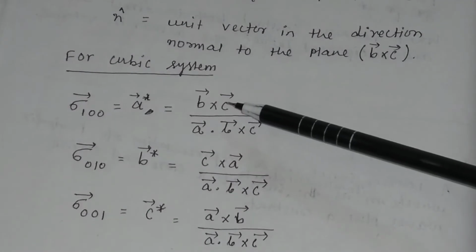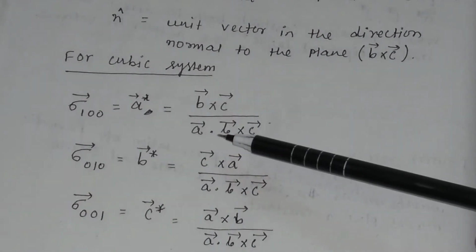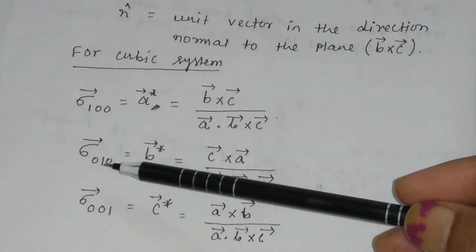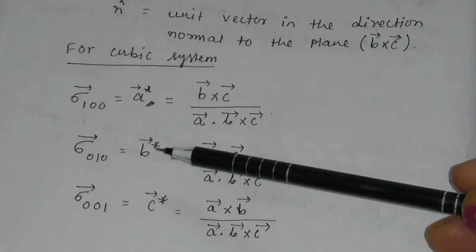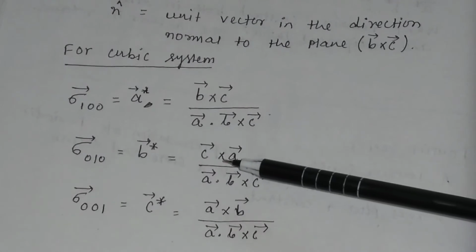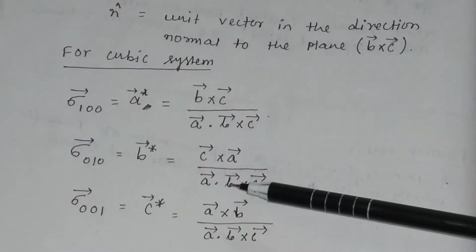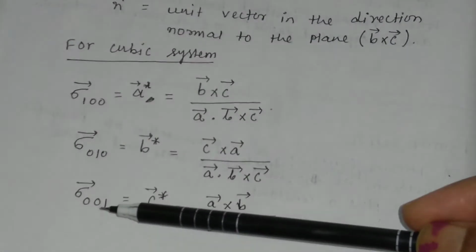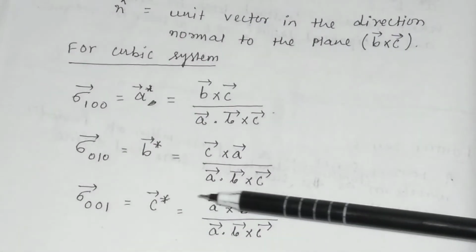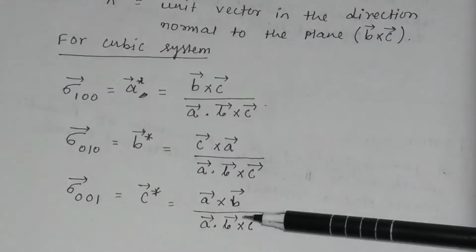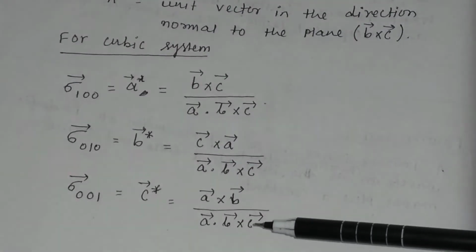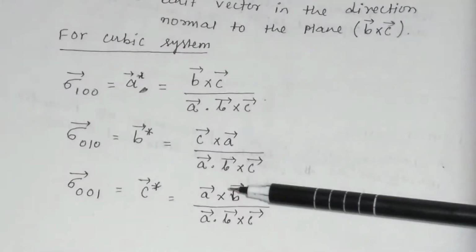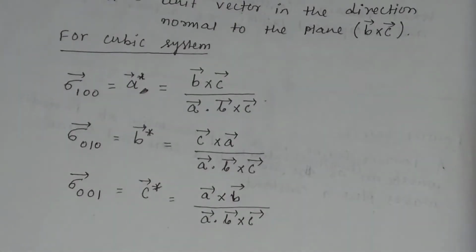So for a cubic system, we may write sigma 100 equal to A star, that is equal to B cross C divided by A dot B cross C. Similarly, sigma 010 is equal to B star, that is equal to C cross A divided by A dot B cross C. Then sigma 001 is equal to C star, which is equal to A cross B divided by A dot B cross C.